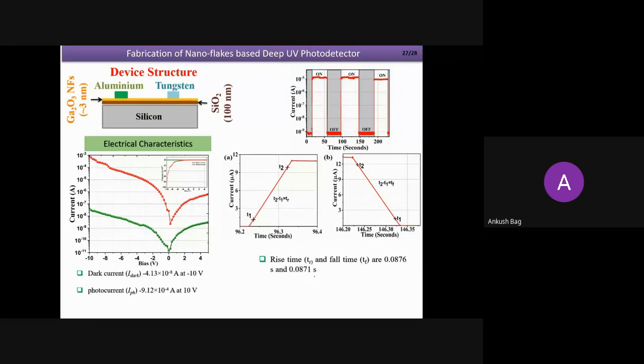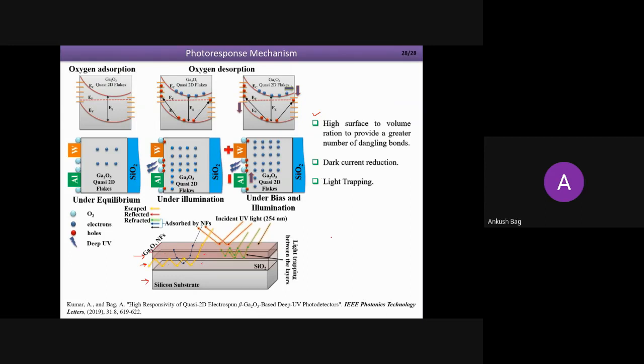as well as responsivity. But again, the rise time and fall time, this speed related performance, is not very good in this type of device also. So again, we have tried to understand why we are getting this high performance in this type of nanoflake based photodetector. So we attributed this performance to the high surface to volume ratio, because obviously these nanoflakes have a very large amount of surface compared to the volume.